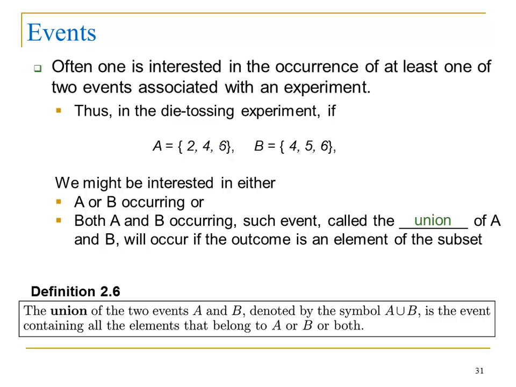So we can look at the intersection, which are the elements that are repeated, or we can look at the union, in which we put together all the elements. Okay? So in this case, if you combine A and B, this is the union of the sets. So you're going to have 2, 4, 6. 4 and 6 are already here, so you're going to add 5. And this is the union of the sets. Questions?